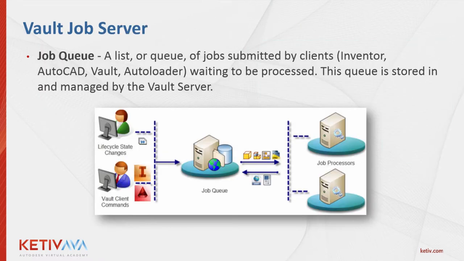So what is the job server? The first part is called the job queue. And that queue is a list of jobs that are submitted by clients such as Inventor, AutoCAD, Vault, or even Autoloader. This queue is stored in and managed by the Vault server itself. So if you have Vault, the job server can be enabled from your administration options, and there are some default jobs that will start processing just out of the box.